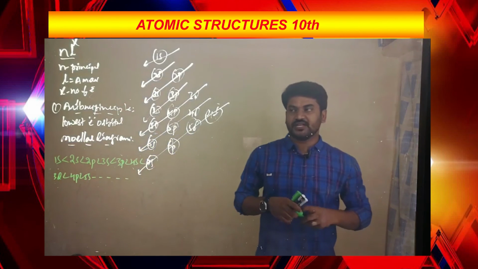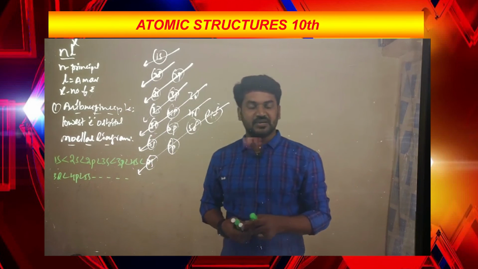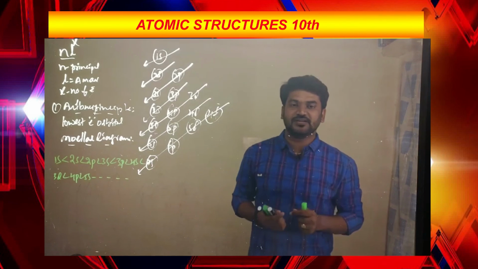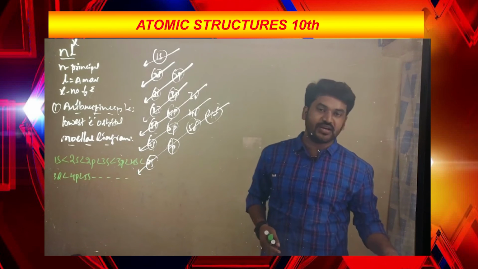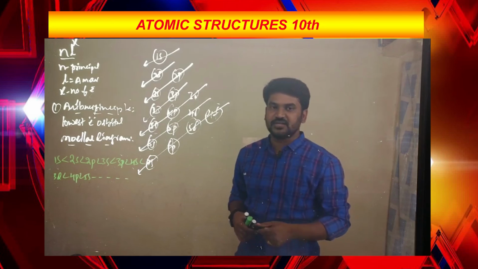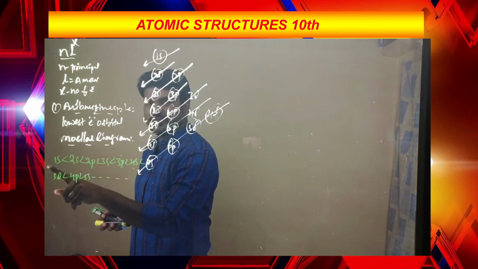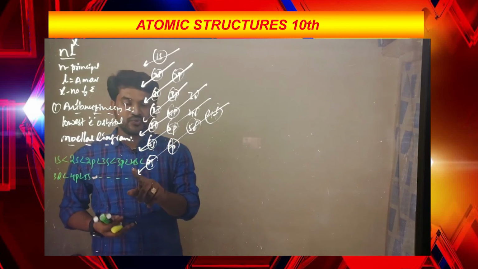In this way, that is the arrangement of the orbitals from lower energy to higher energy. The orbitals are arranged like this. In this manner only we need to fill the orbitals, right? So first 1s should be filled, then 2s, then 2p, 3s, 3p, 4s, 3d.